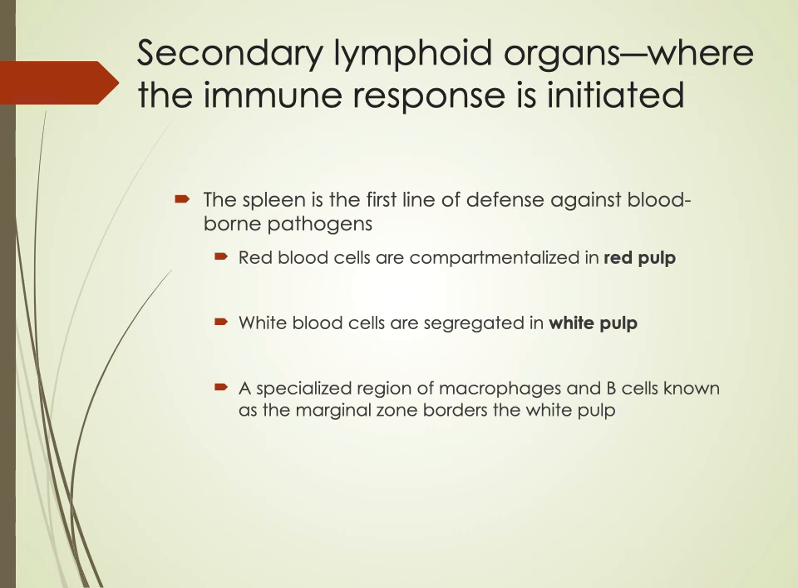So looking at the spleen, we have two different regions. There's the red pulp and the white pulp. The red pulp is where the red blood cells are going to be found, where the white pulp is where the white blood cells are going to be found.